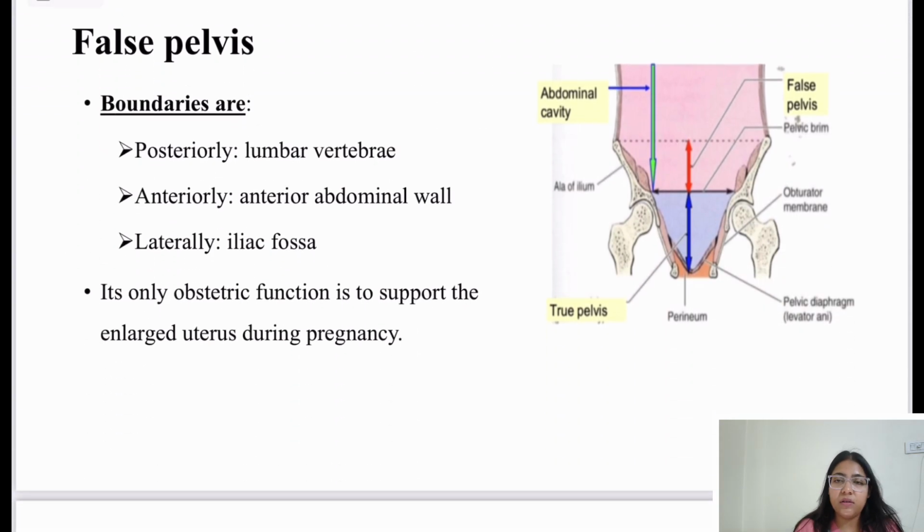Now what are the boundaries of the false pelvis? So imagine above the bone, what are the structures lying above this bony ring? Posteriorly, lumbar vertebrae, obviously there is the vertebral column, so lumbar vertebra posteriorly. Anteriorly there is the anterior abdominal wall, and laterally there is the iliac fossa. Okay, so biiliac fossa. And the only function of the false pelvis is to support the pregnant uterus, otherwise it has no function in gynae patients.